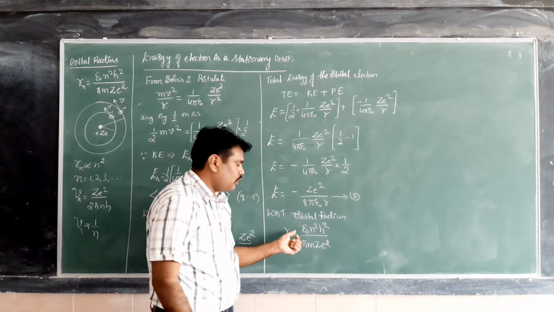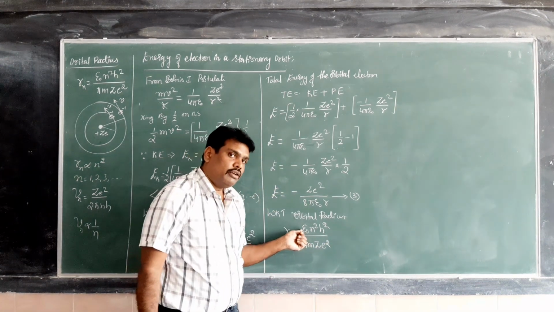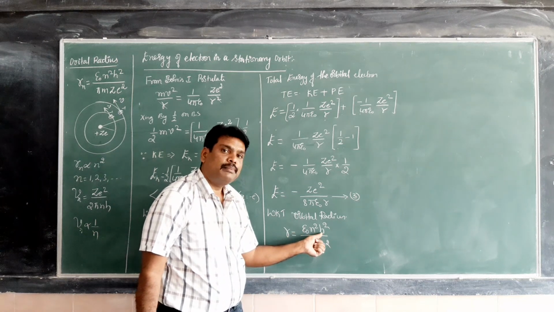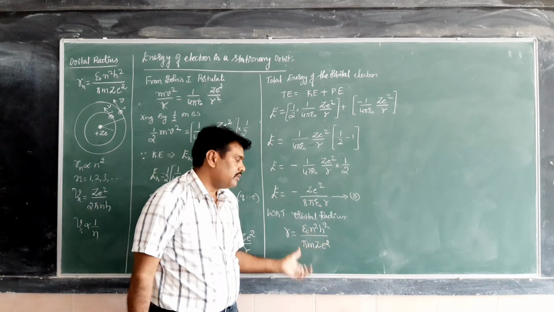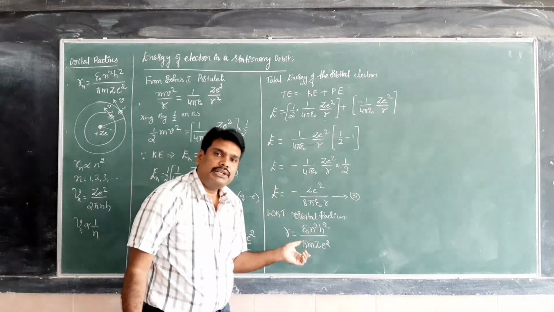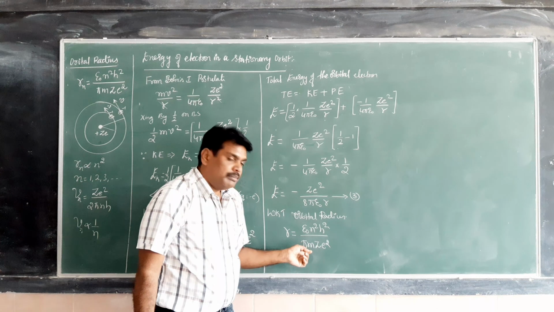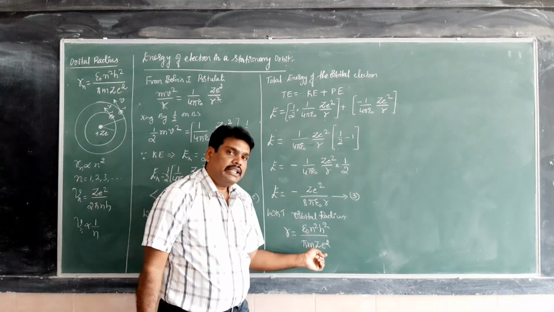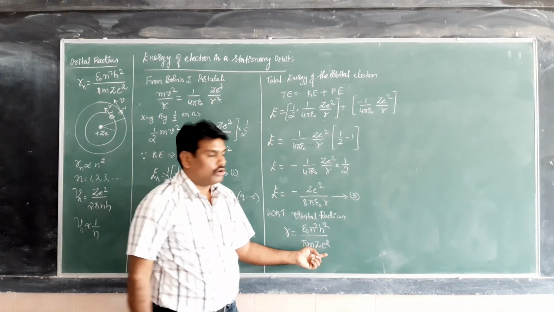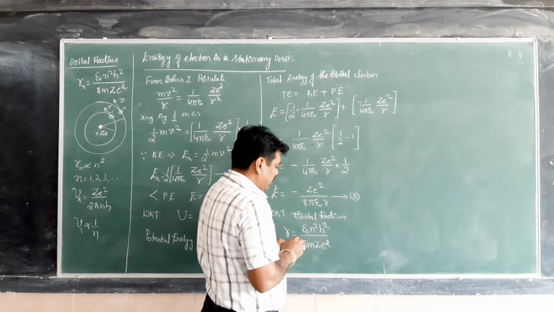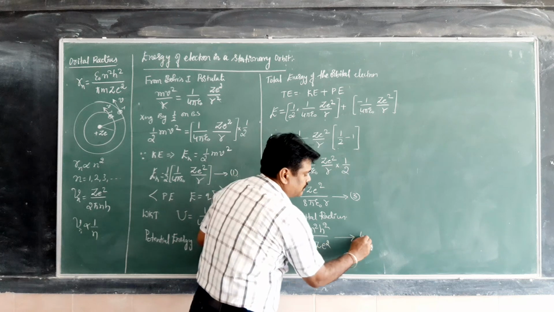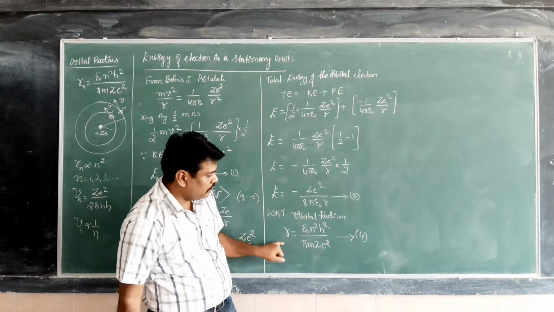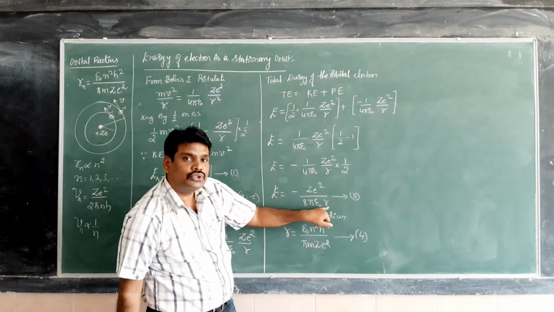You know what is epsilon naught? Permittivity of free space. n is principal quantum number, h is Planck's constant. After writing this derivation, you have to write this explanation of the terms. m is mass of the electron, Z is the atomic number, and e is the charge of the electron. So in the next step, you give this as equation number 4. Substitute equation 4 in equation number 3.